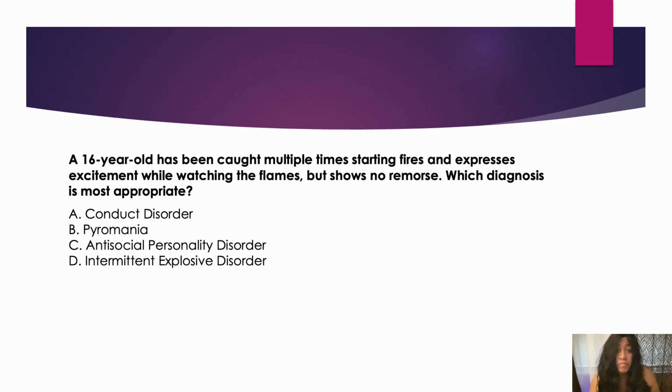B says pyromania. I like that one, but let's look at the rest of them. C says antisocial personality disorder. Now, here's the thing. You cannot be diagnosed with antisocial personality disorder at the age of 16. You must be 18 years old. C is out, okay? D says intermittent explosive disorder. Okay, here's the thing about intermittent explosive disorder. When you have intermittent explosive disorder, that person is aggressive towards property, aggressive towards other people, and the response is grossly inappropriate to the situation. That's not being seen here, right? So D is out. The best answer that we need to be looking at is pyromania.